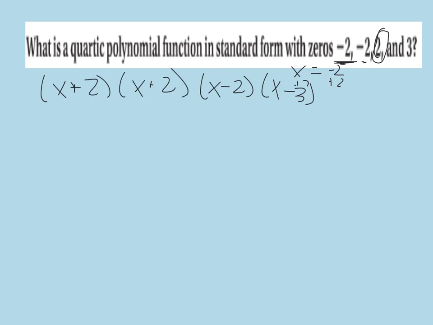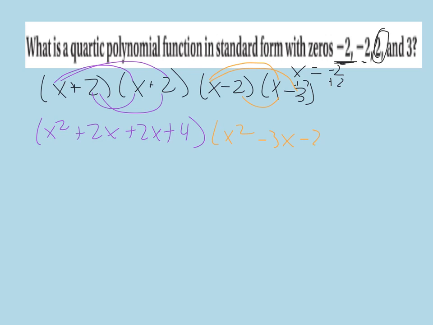Now I'm going to FOIL the first two. So x times x is going to give me x squared. X times 2 is 2x, plus 2x, plus 4, that's in parentheses. Now I'm going to multiply these next two. X times x will be x squared, x times negative 3 is negative 3x, negative 2x, and positive 6. Now if I combine my like terms, then I would have x squared plus 4x plus 4 times x squared minus 5x plus 6, because it's negative 3 minus 2, plus 6.